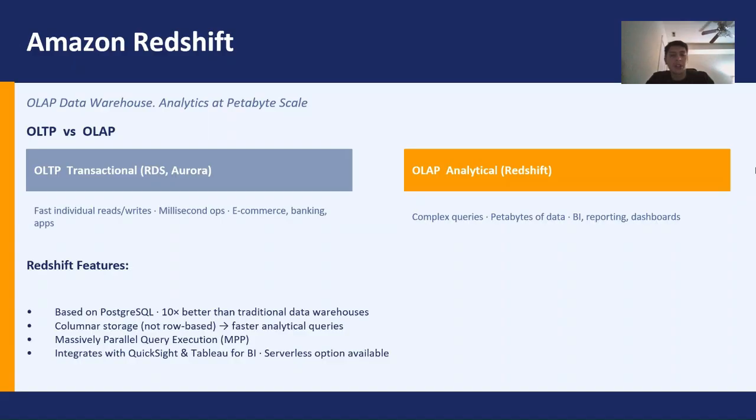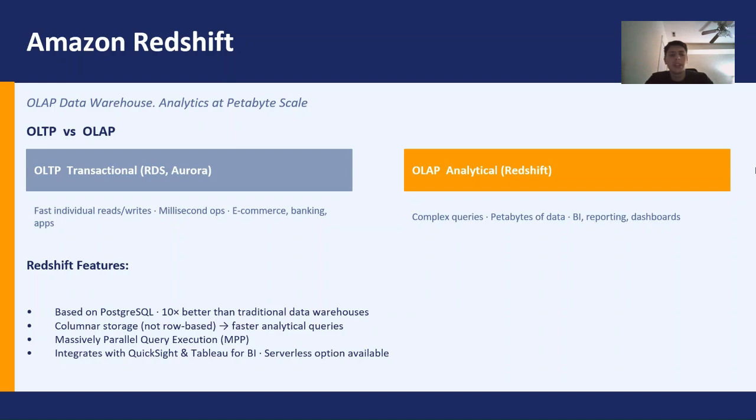Let's talk about Amazon Redshift, the AWS service for OLAP, data warehousing, and analytics. First, let's understand the difference between OLTP and OLAP. Online transaction processing is what RDS and Aurora do. Fast individual read-write operations, like processing a purchase order. OLAP, online analytical processing, is for complex queries over large volumes of historical data, like calculating sales for the past year broken down by regions.